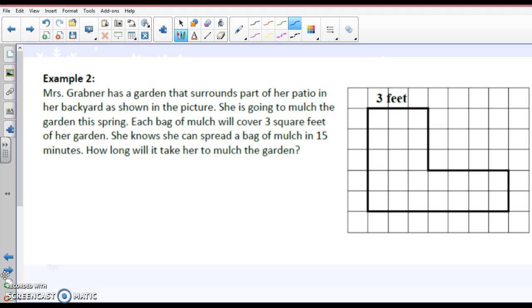Okay, Mrs. Grabner has a garden that surrounds part of her patio in her backyard, as shown in the picture. She is going to mulch the garden this spring. Each bag of mulch covers 3 square feet of her garden. She knows she can spread a bag of mulch in 15 minutes. How long will it take her to mulch the garden? Well, let me ask you a question. This is her garden.